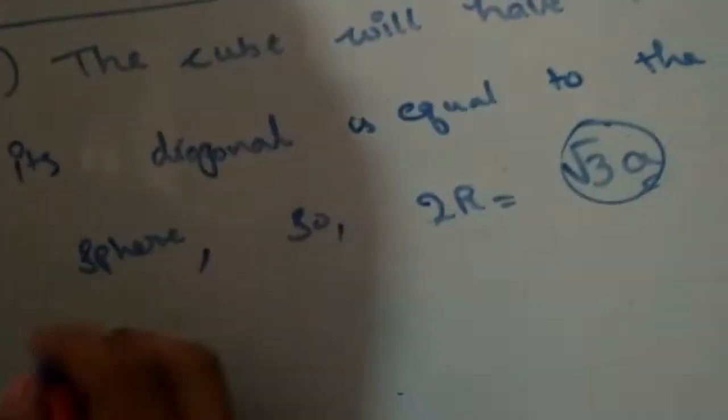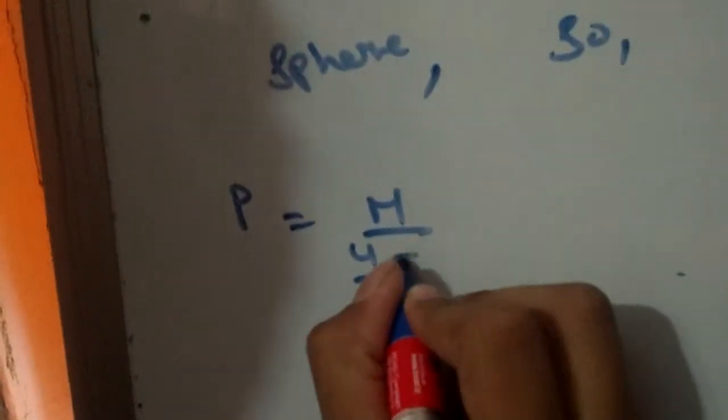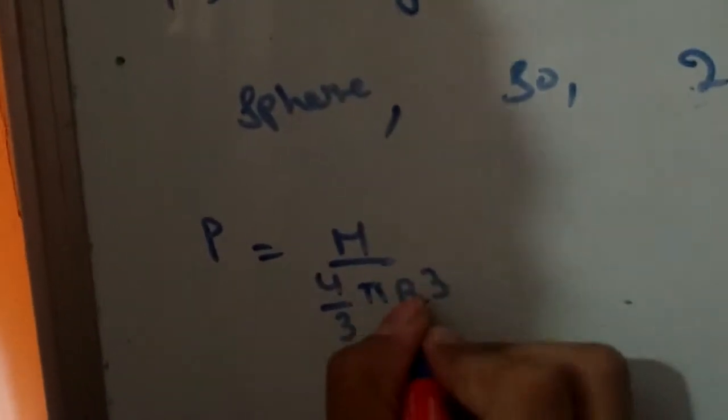And next, let the density of the sphere be rho. Then density is equal to mass by volume. So what is the mass of the sphere? M. So mass by volume. We know the formula of the volume of the sphere, which is 4/3 pi r cube, where r is the radius of the sphere.